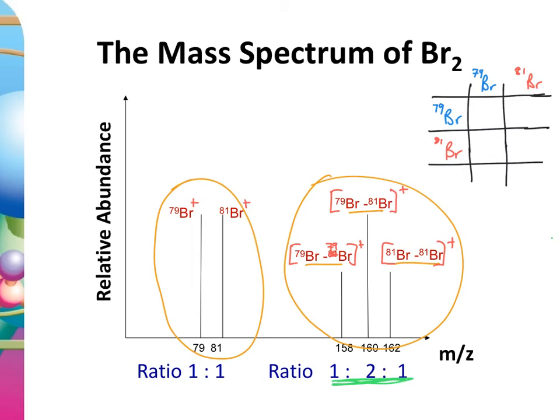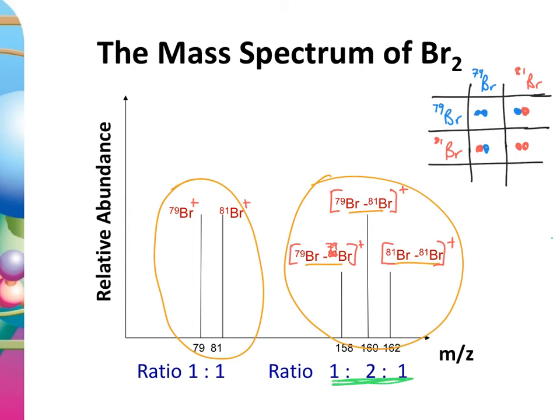So I could draw out a 79 and then a 79, or I could draw out a 79 and then an 81, or I could draw out an 81 and then a 79, or I could draw out 2 81s. So it's important to think of them as being pulled out one at a time.